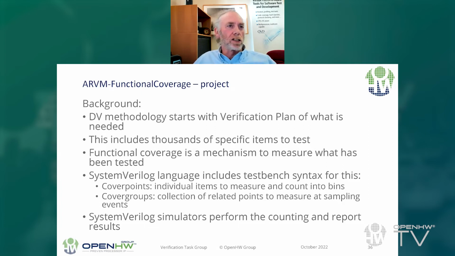SystemVerilog has key concepts in the language which allow a test bench to measure and count things into bins, and have groups that bring related points together and measure at sampling times. And the simulators perform this counting and reporting. So as a DV engineer, one specifies these, and the simulator then does the measuring, counting and reporting for you. Functional coverage is a key tool in the DV engineer's toolbox.